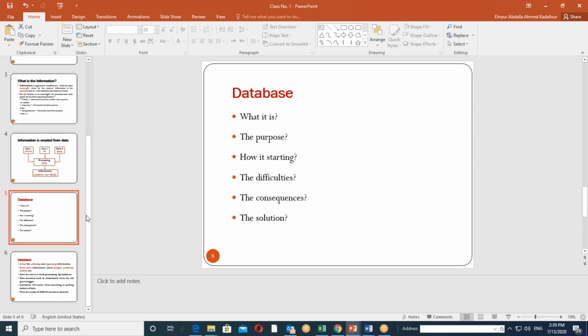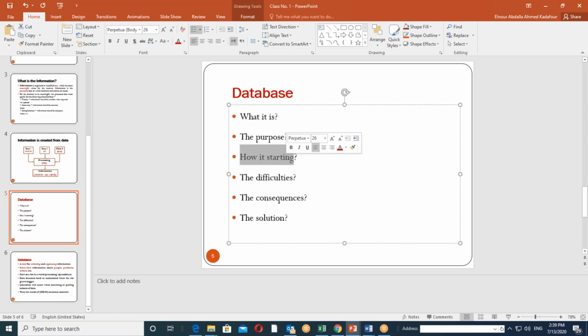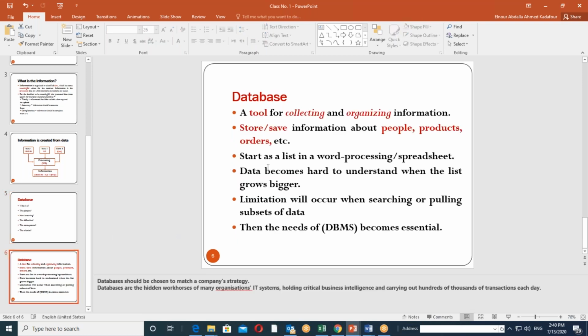But this is very important. Point number 3. Can any data be kept in the form of a database? The answer is no. Of course not. Why? Because the idea of the database is that it becomes a list. So think about a list.